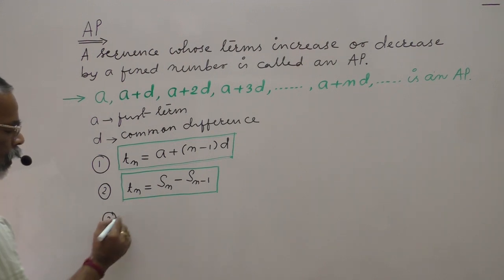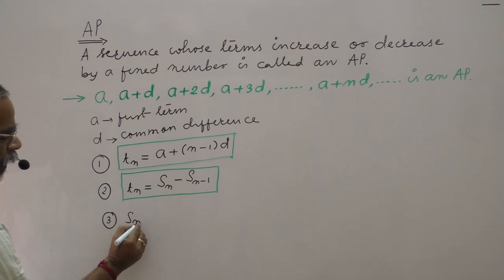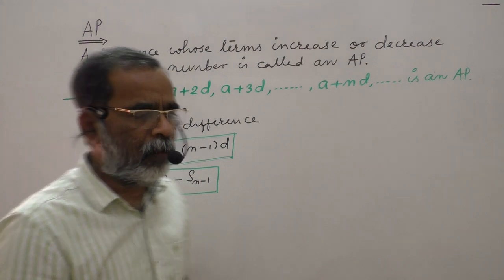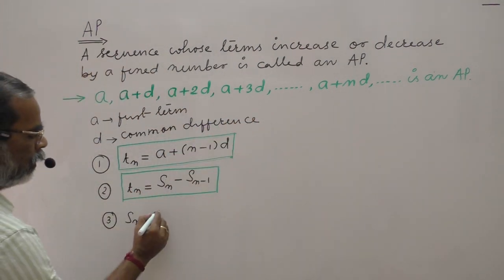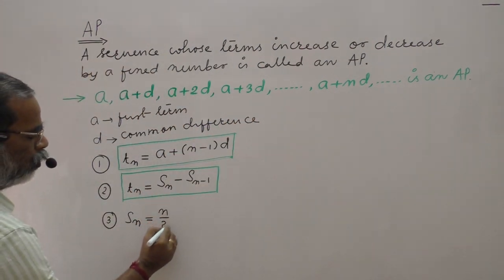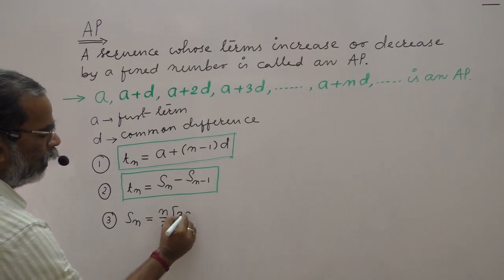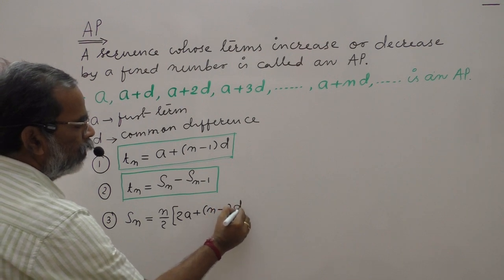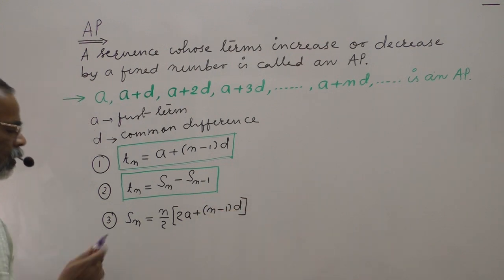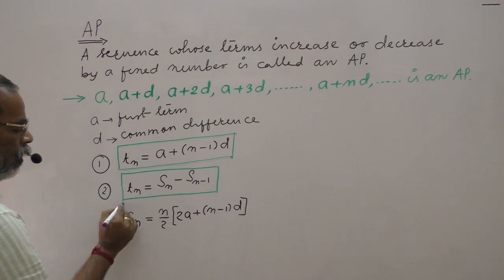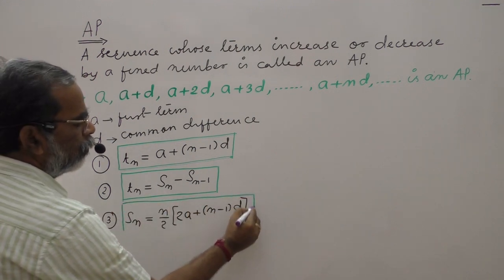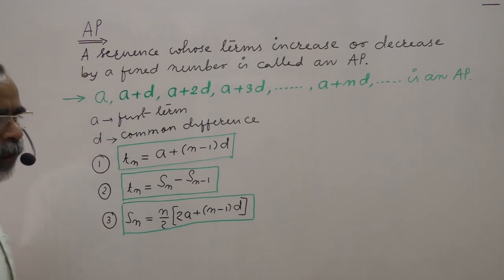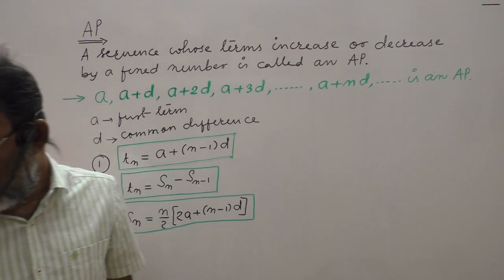Next, number 3. If you want to find the sum of the first n terms of an AP, this is given by n by 2 into (2a plus (n minus 1) into d). This will give us the sum of the first n terms of an AP. In this also, n is the number of terms, A is the first term, and D is the common difference again.